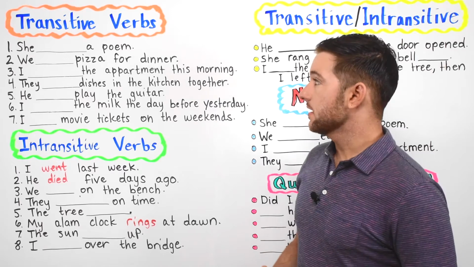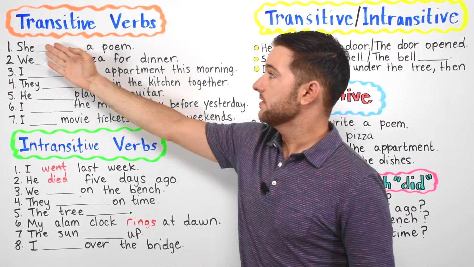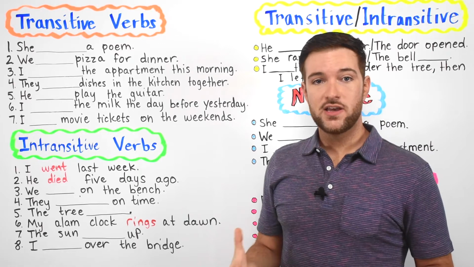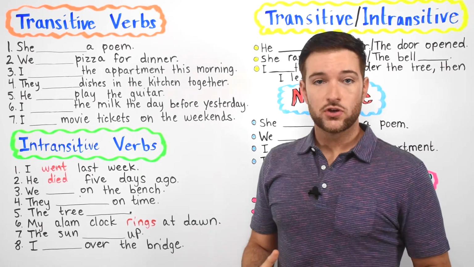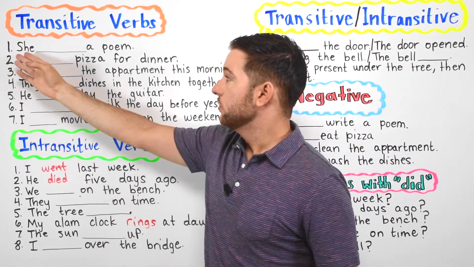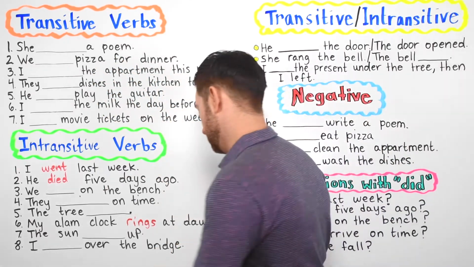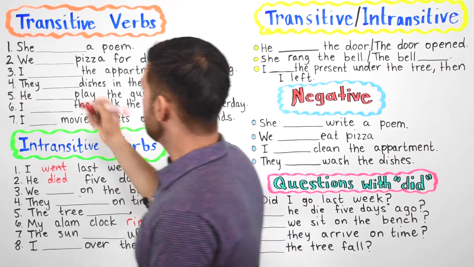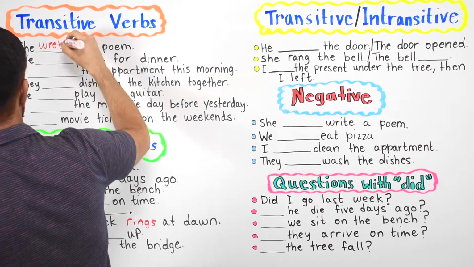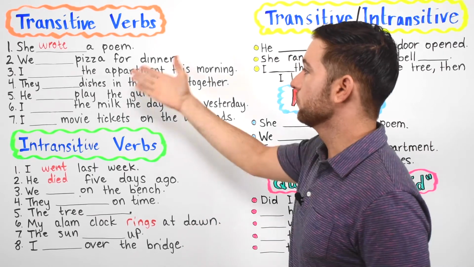D'abord, les verbes transitifs, ou en anglais, transitive verbs, we say. Okay? Transitive verbs. Dans les exemples suivants, vous verrez que chaque verbe a un complément d'objet. Ce complément subit l'action du verbe. Par exemple, on peut dire number one, she blank a poem. Okay, she blank a poem. On peut dire she wrote a poem. Elle a écrit un poème. Right? She wrote a poem.